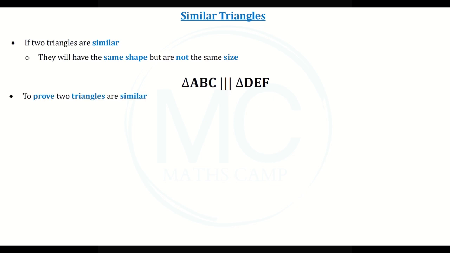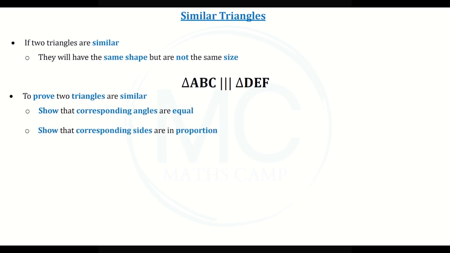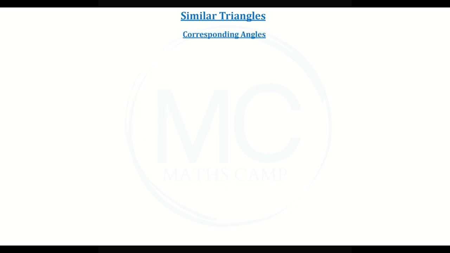Now, to prove that two triangles are similar, we need to show that corresponding angles are equal, or we need to show that corresponding sides are in proportion. In this video, we will work with corresponding angles. So, what exactly are corresponding angles?